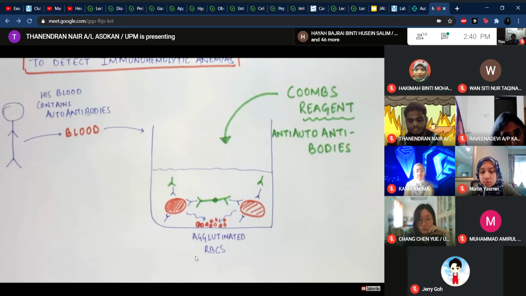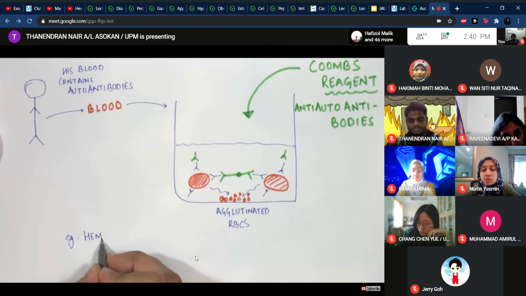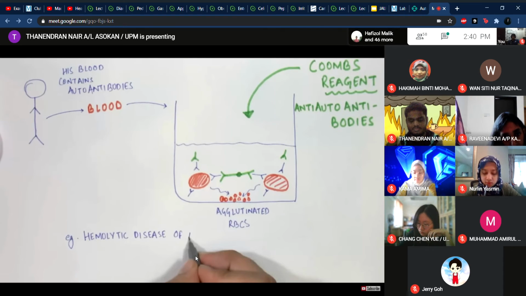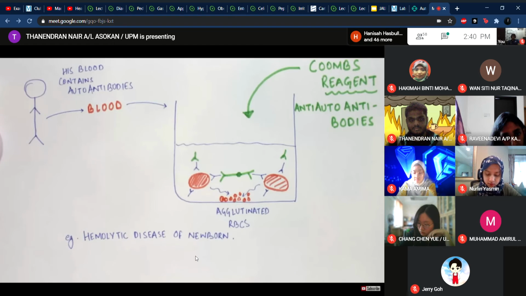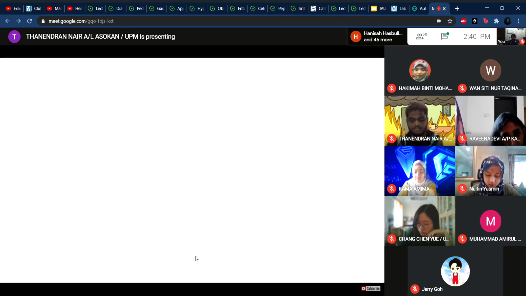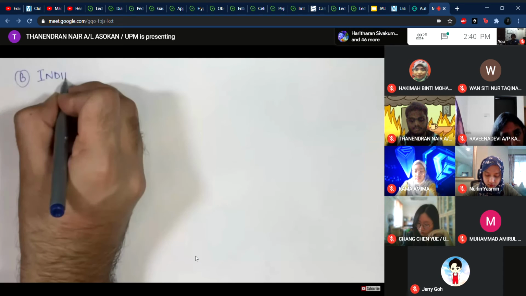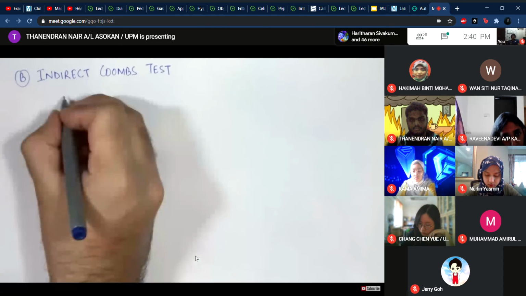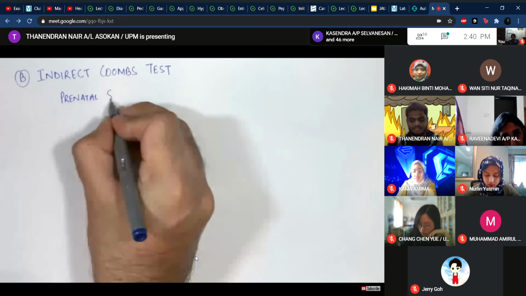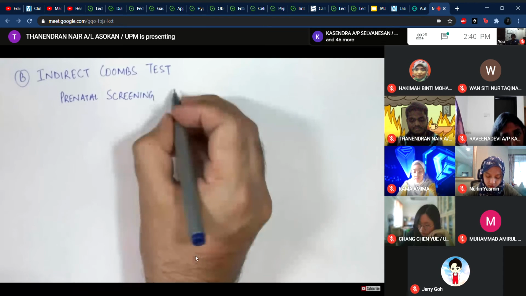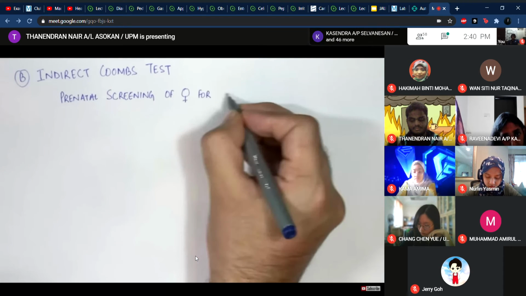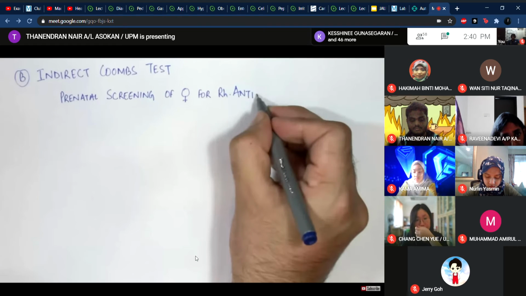And one of the very important conditions in which the direct Coombs test is done is the hemolytic disease of the newborn, which is also a type of immunohemolytic anemia. Now let's talk about the indirect type of the Coombs test. And this test is mainly done for the prenatal screening of females for detection of Rh antibodies. Sorry, this is a writing mistake. This is antibody, not antigen.